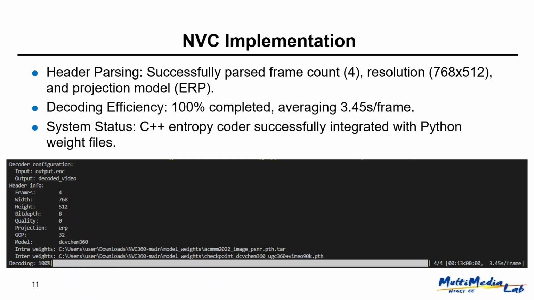Okay, let's move to implementation. Since NeRV360 is open source, I implemented DCVC-HEM360, an architecture optimized for 360-degree videos provided by my professor. This terminal screenshot shows the decoding process. We can verify two main results. First, the decoder successfully parses the header info, including frame count, resolution, and projection parameters. And second, with GPU acceleration, decoding takes only 3.45 seconds per frame on average.